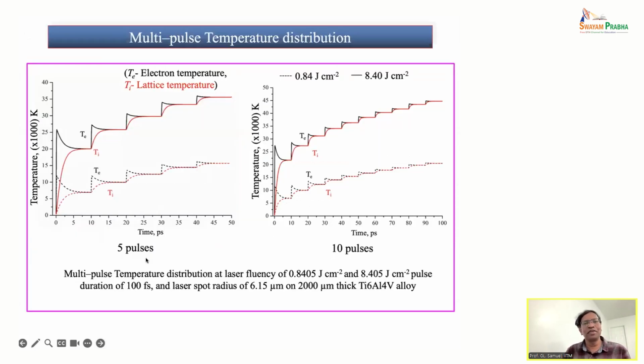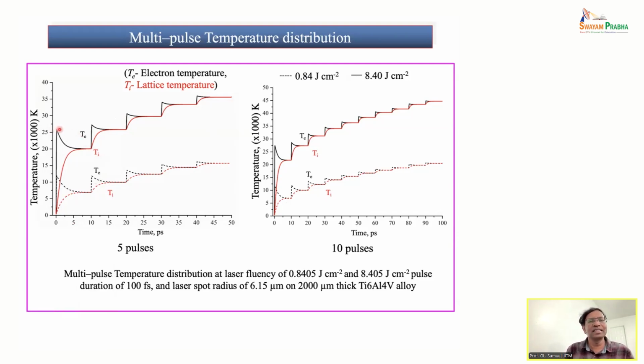So when we model that, we find that there is a temperature increase and then a decrease. And continuously when you put the pulses, the first pulse you give, the temperature rises and then it starts cooling. Then again you give the second pulse, the temperature goes up and then it starts cooling. So there is an accumulation of heat. That is the reason this temperature and this are slightly higher.